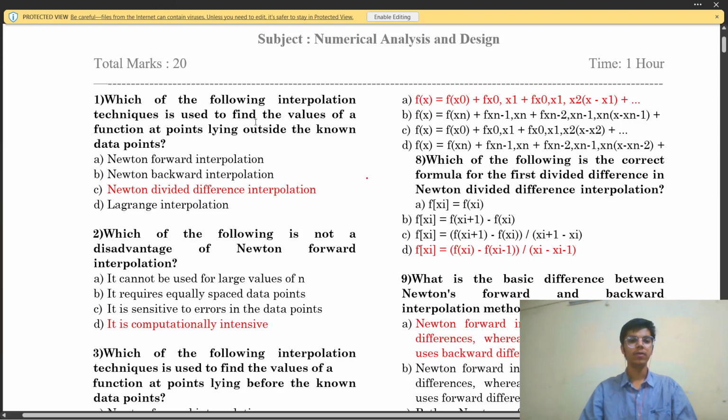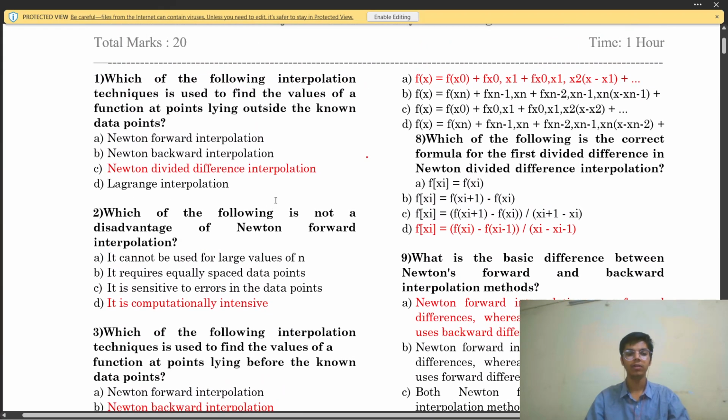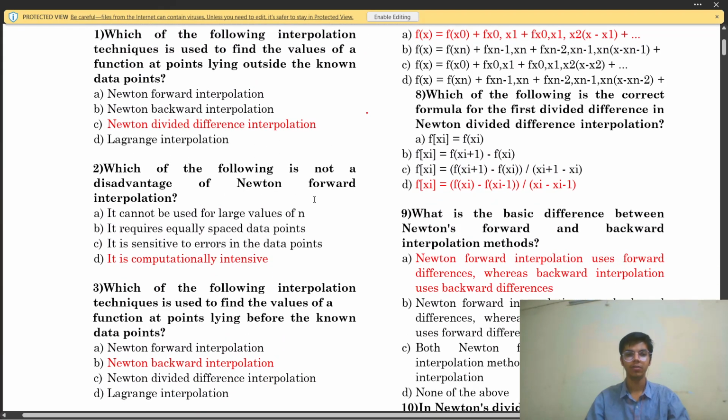So the question here is, which of the following interpolation technique is used to find the value of a function at points lying outside the known data points? So answer A is Newton forward interpolation, B is Newton backward interpolation, C is Newton divided difference interpolation, and D is Lagrange interpolation. So we know that Newton divided difference interpolation is used to find the value of the function at point lying outside the data point. So the correct answer is C. If you have understood the concept well, then you can answer all the questions.